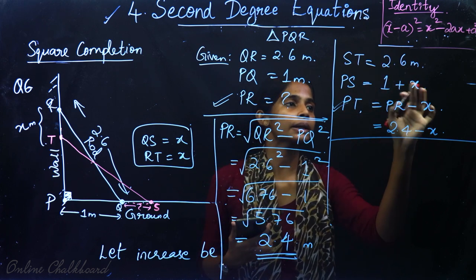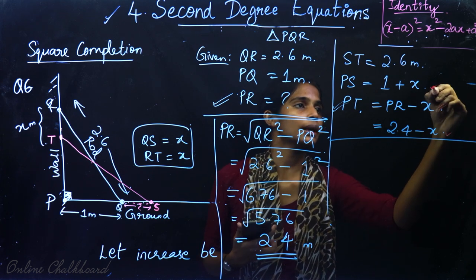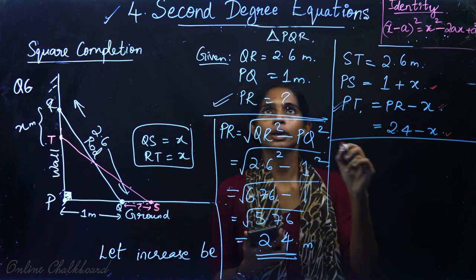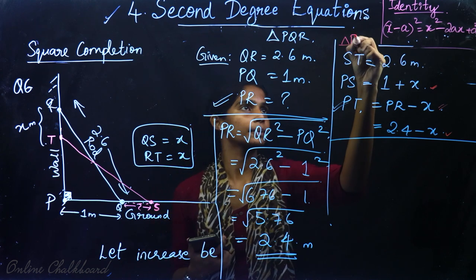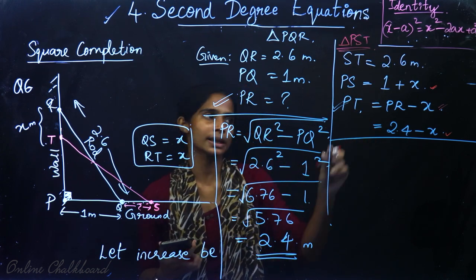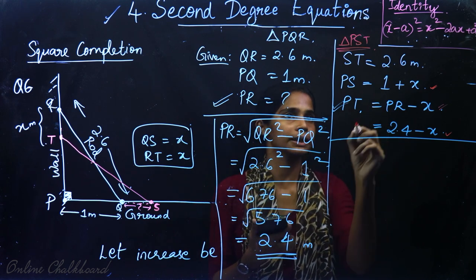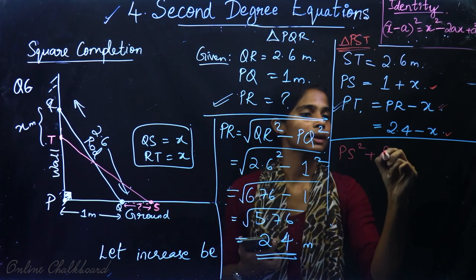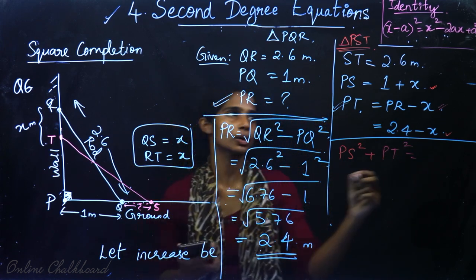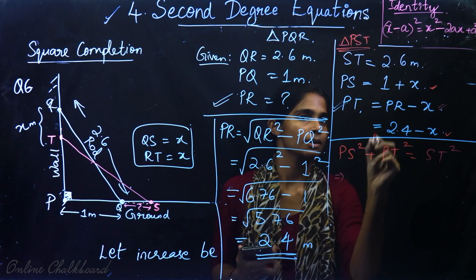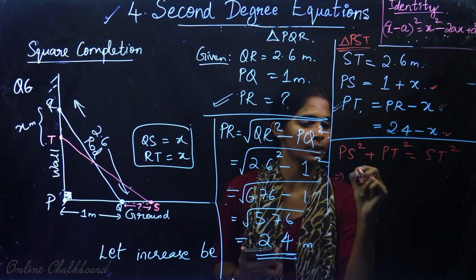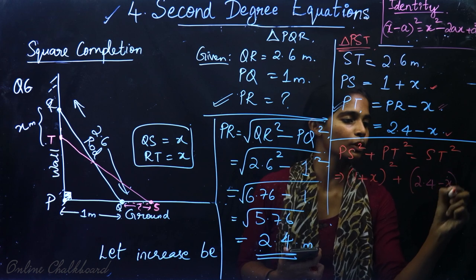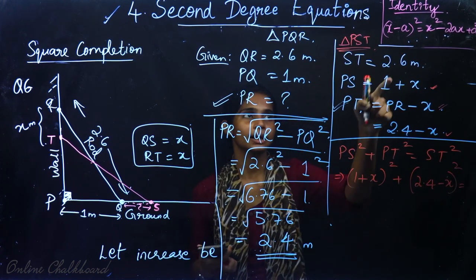Now we have ST, PS and PT in terms of x, so we can develop an equation. Considering triangle PST, we use Pythagoras' theorem. PS square plus PT square is equal to ST square. So PS is 1 plus x, the whole square, plus PT, which we found as 2.4 minus x, the whole square, is equal to ST, which is 2.6 meters.